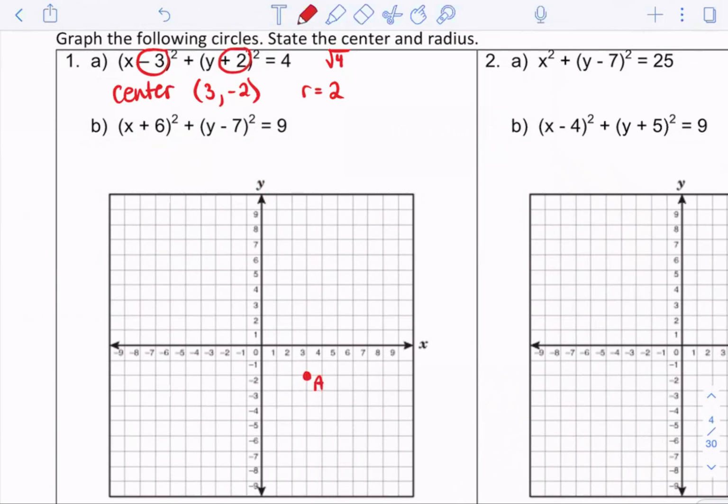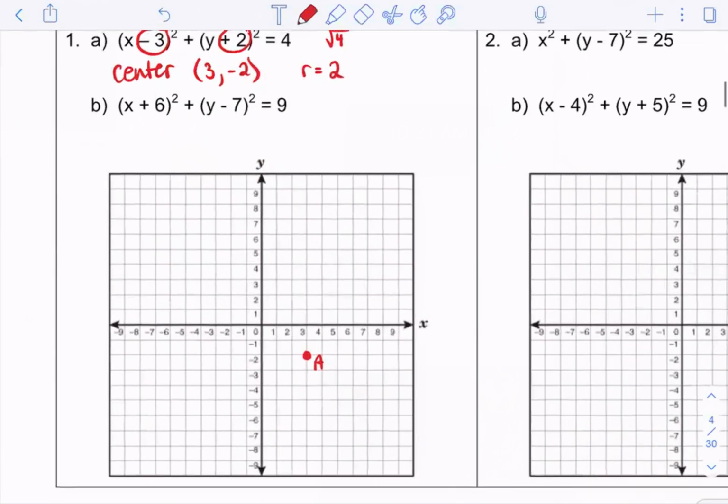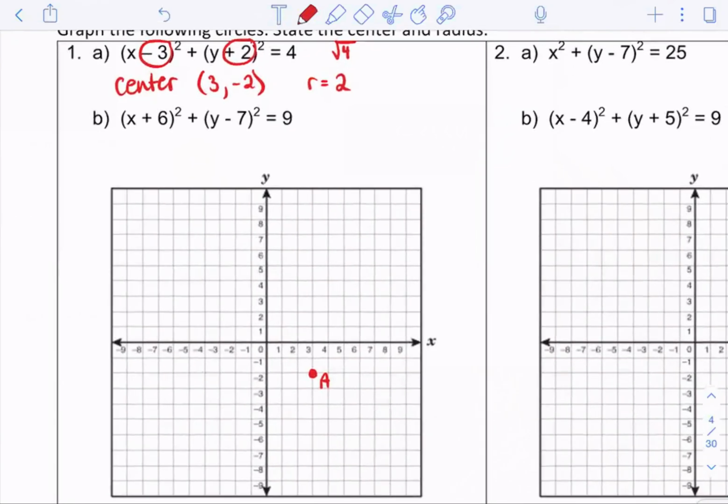Now, how do you think I can go a radius of 2 all the way around? What's the easiest way to get the radius? Hopefully they're thinking north, south, west, east. Beautiful, and that's exactly what it is. So I'm going to go north, which is up 2. Then I'm going to go south, down 2, to the left, and to the right. So the 4 directions, left, right, up, and down, with a radius of 2.